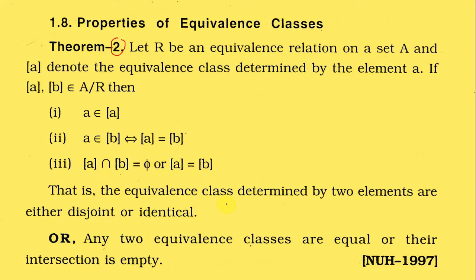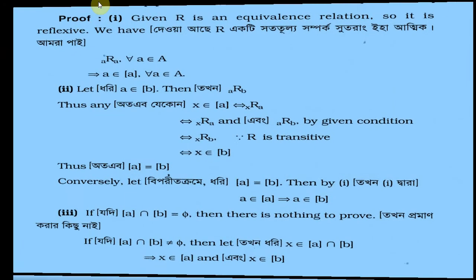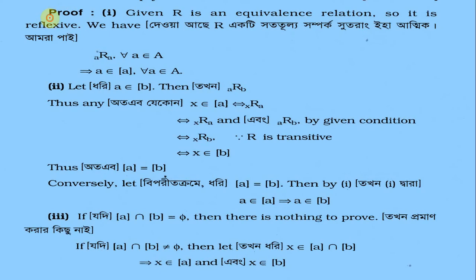That is, the equivalence classes determined by two elements are either disjoint or identical. Any two equivalence classes are equal or their intersection is empty, which is the theorem. Now we will discuss the proof.